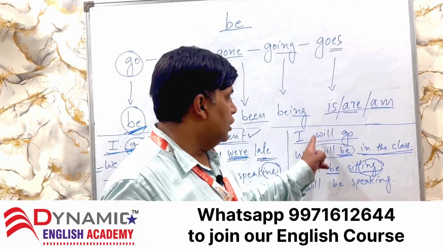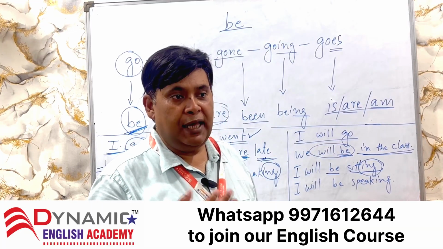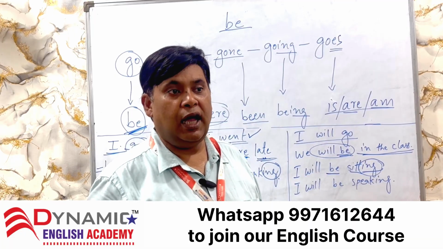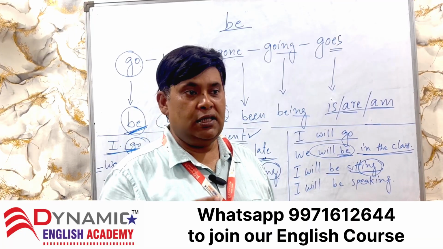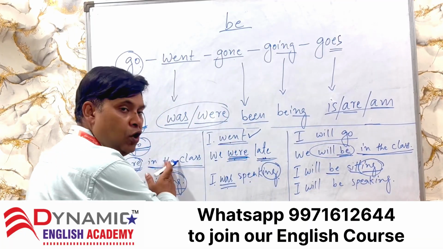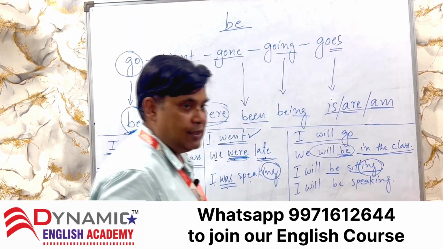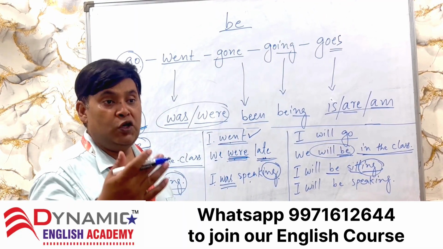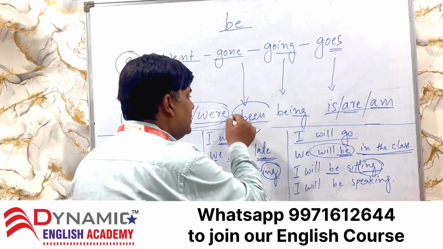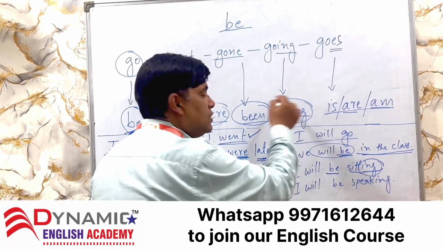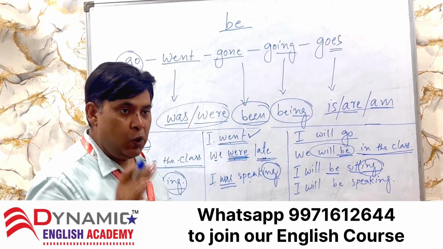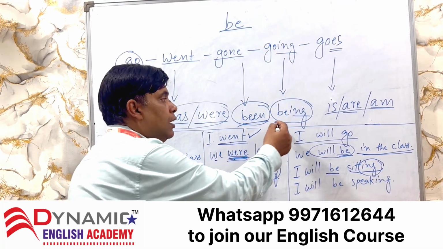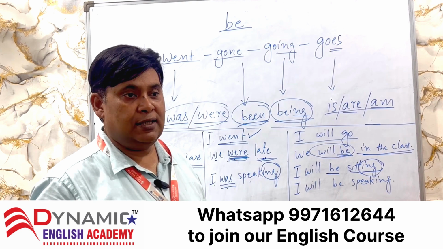So I will go, I will be happy, I will be sad, or I will be speaking, I will be teaching. This is how we use be in all three different tenses. And besides that, there are a few more usage of be. One is been and another one is being. I will make a separate video with that, how to use been and being in the sentence.